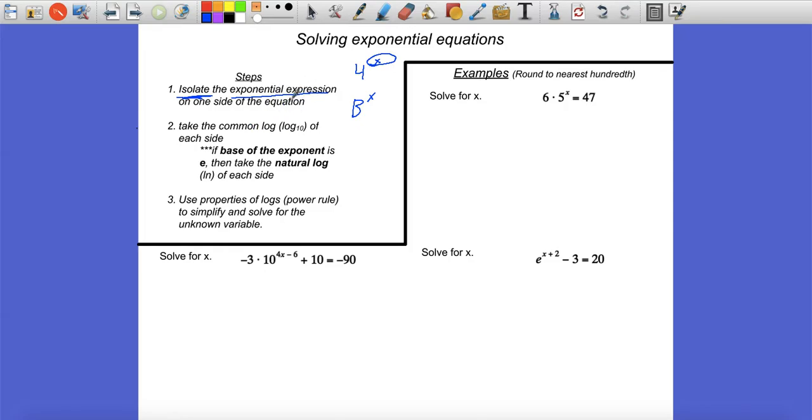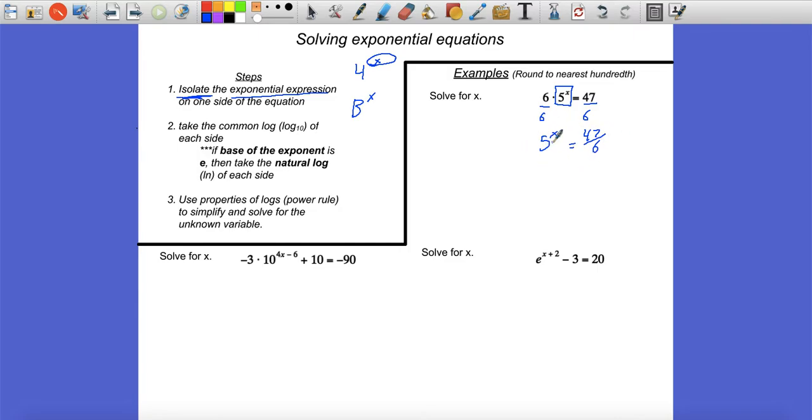Looking at this example here, we want to start by isolating our exponential expression. Our exponential expression here is 5 to the x power. So we want to start by getting rid of this 6. We can divide both sides by 6, and we get 47 divided by 6. You can leave it like that, 47 over 6 equals 5 to the x.